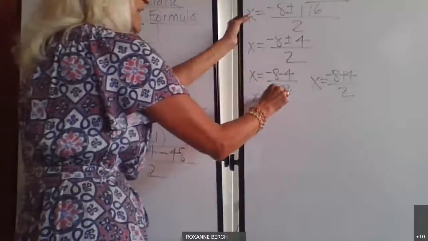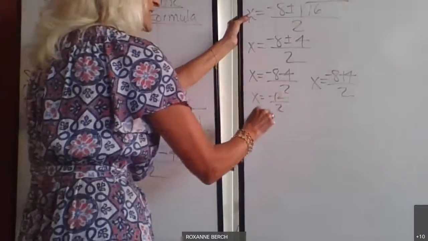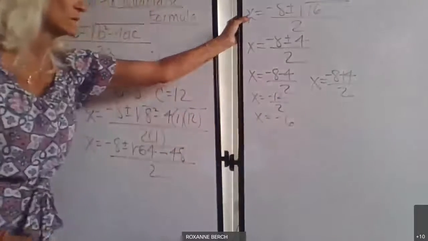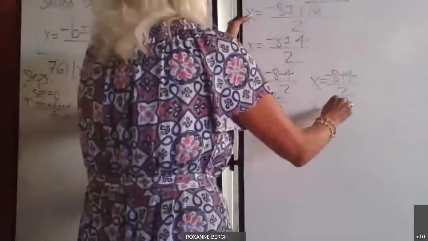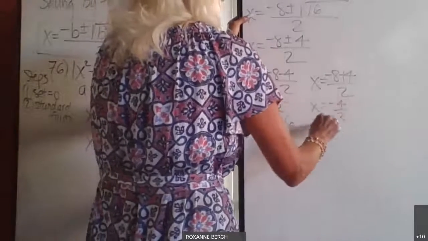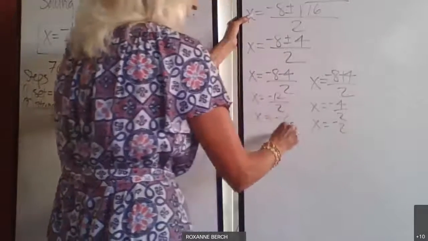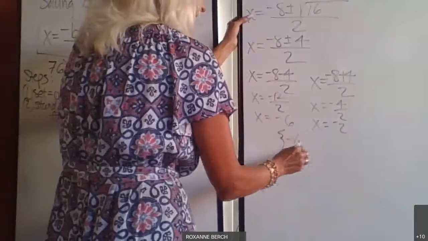So x would equal negative 12 over 2, which is negative 6. And x is equal to negative 4 over 2, which is negative 2. So your two solutions are negative 6 and negative 2.